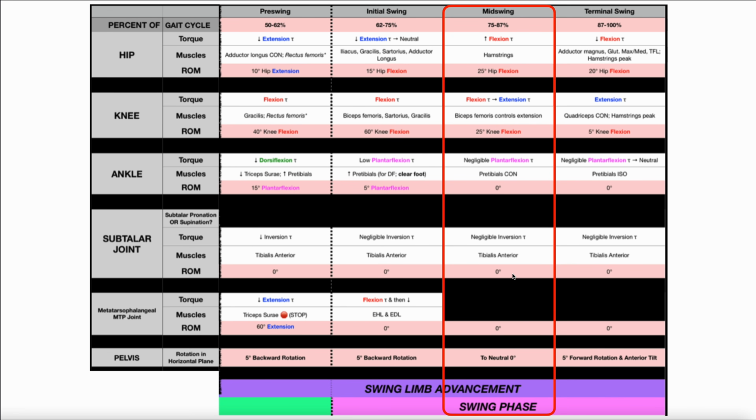What you're also going to see during mid-swing is that at some point, the thigh of the reference limb is going to cross over the thigh of the contralateral limb. And so what that means for the pelvis is that the pelvis will have a point where it's at neutral rotation. The only other time we see this during the gait cycle is during mid-stance. So the mid-stance, mid-swing, that's where we're going to see that neutral rotation, okay?